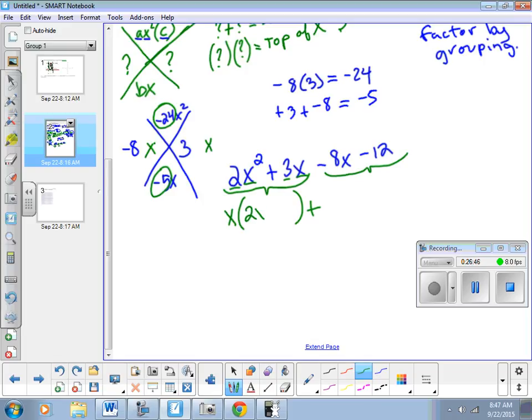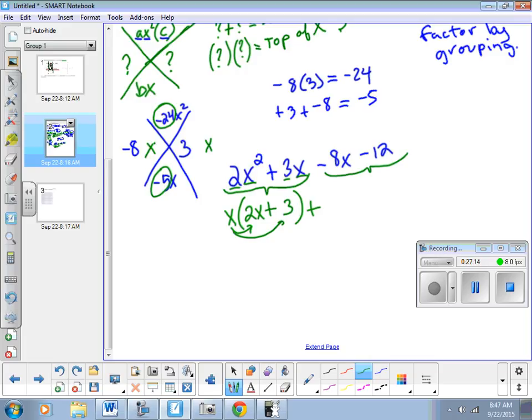Just a 2x. And here's how you check. x times 2x, does it give you the 2x squared? Yeah? Okay. Plus, what's left on the second term? 3. Just the 3. x times 3 is the 3x. You notice that if you were to distribute this back in, you should be able to go backwards. With me? Okay.